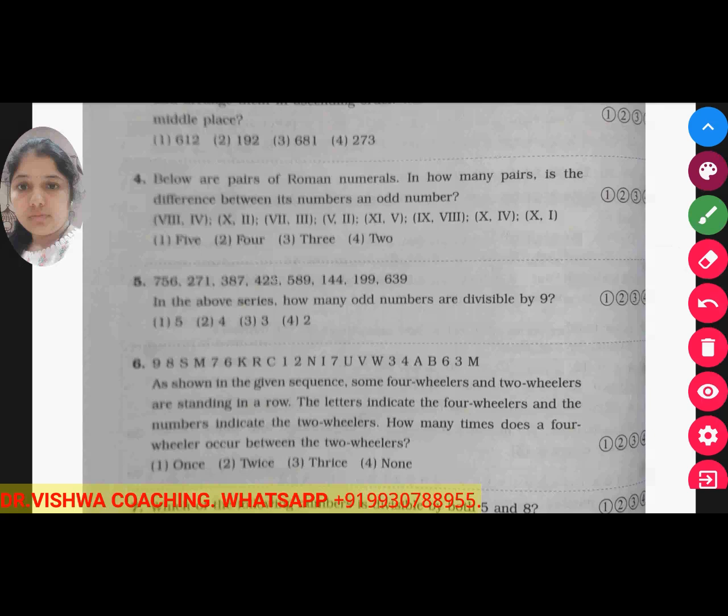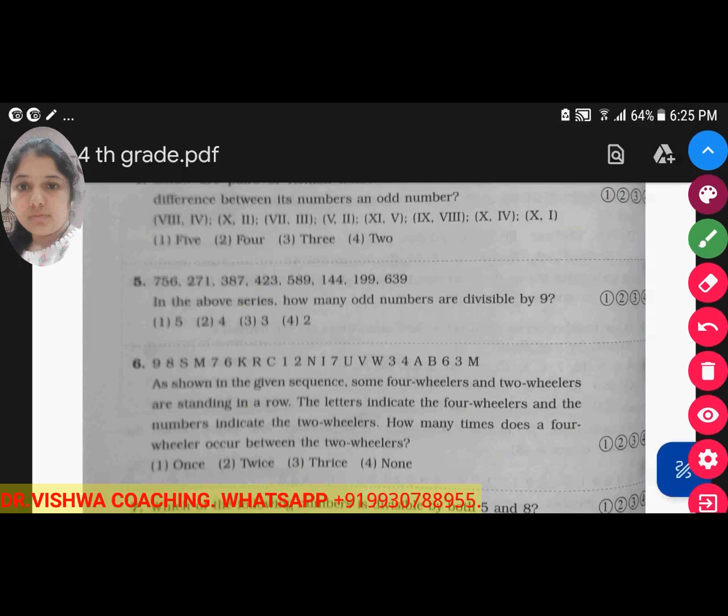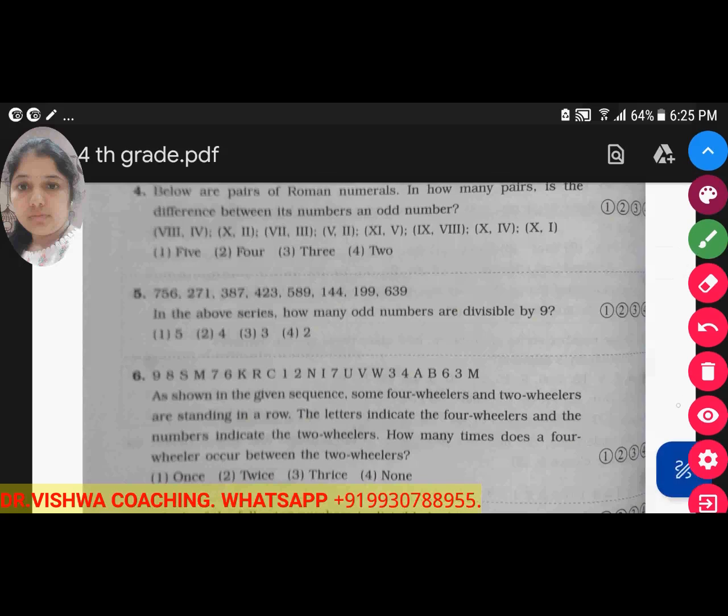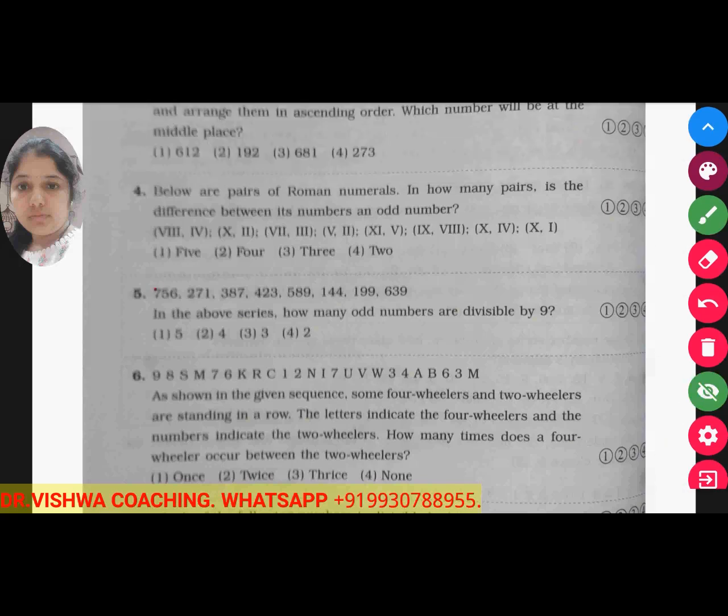Now 756, the given number. How many odd numbers are divisible by 9? Again I told you the divisibility test for 9. You have to add all of the digits, and if their addition is divisible by 9, then the number is divisible by 9. But you have to calculate how many odd numbers. So this is even, so we are not going to add the digits in the given number.